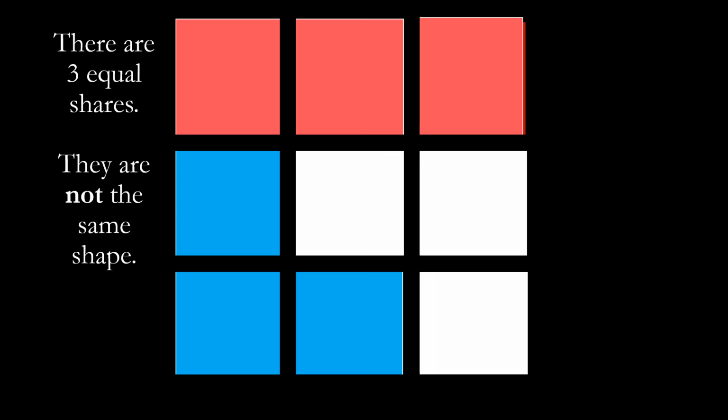Here's another way of looking at it. Well, each color has 3 squares. So there are 3 equal shares. They're not the same shape. They don't have to be the same shape to be equal.